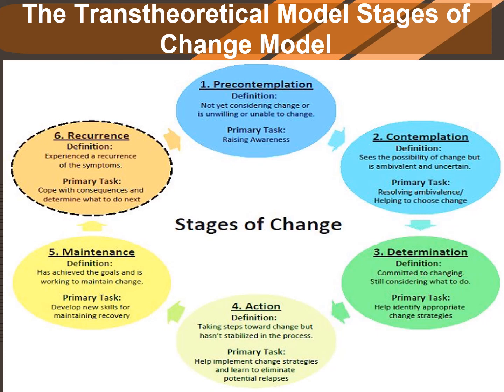Number 4 would be the action. For the action, this would include taking steps towards the change but hasn't stabilized in the process. People have already changed their behavior and intend to keep moving forward with that behavioral change. So in order to help an individual, we need to help implement change strategies and learn to eliminate potential relapses or potential problems. Number 5 would be maintenance.